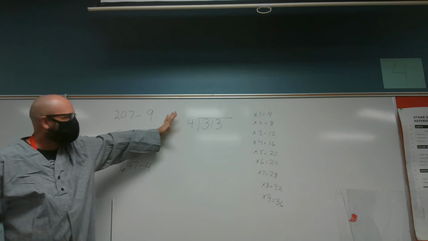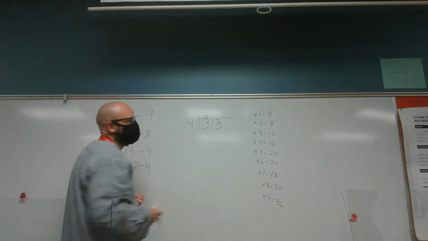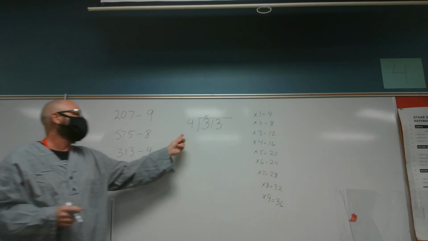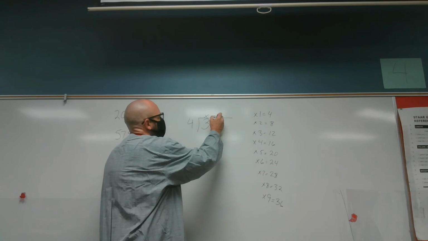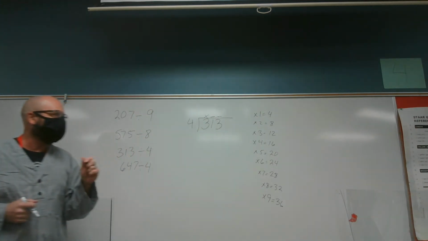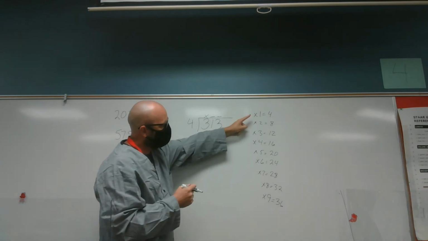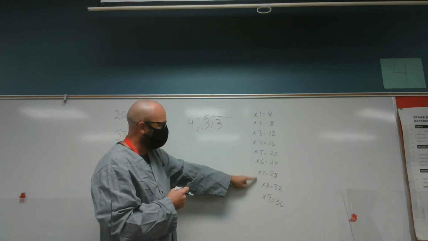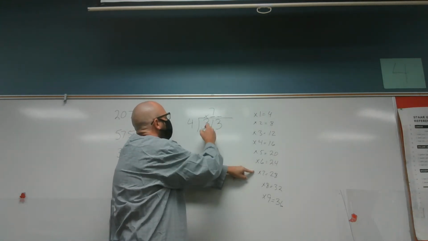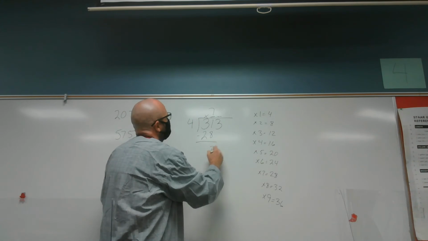Now I ask myself, does 4 go into 3? My self says no, because 3 is smaller than 4. I ask myself, does 4 go into 31? Yes, it does. So that means my whole number in my quotient is going to be 2 digits. 4 into 31. I look at my multiples. Bam, 28 is as close as I can get without going over. So it's times 7. And that gives me 3.